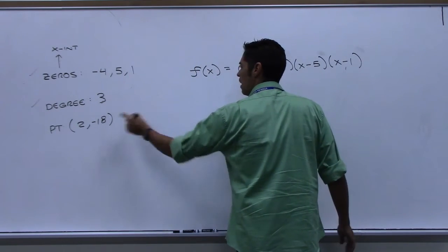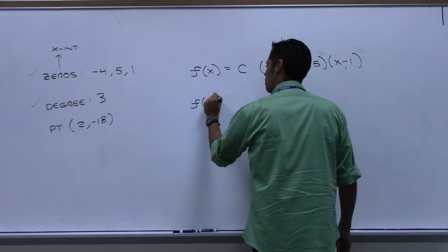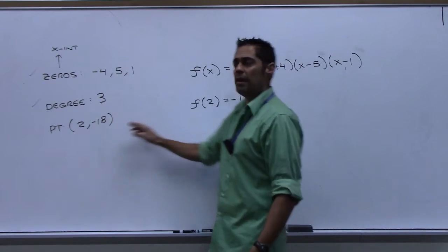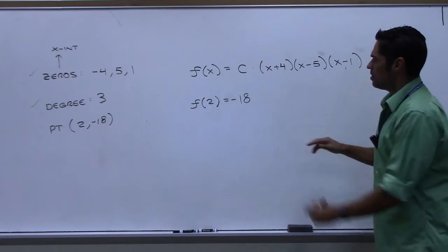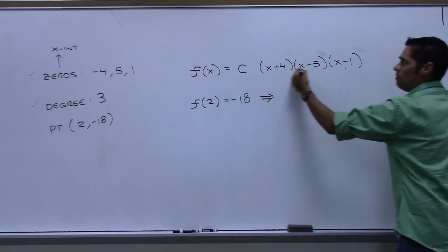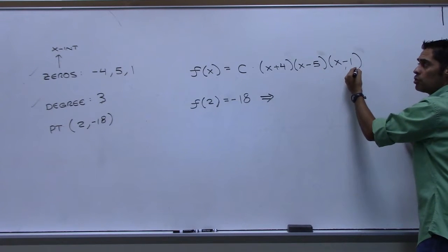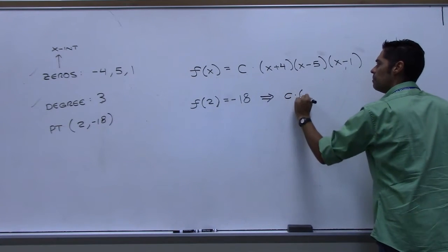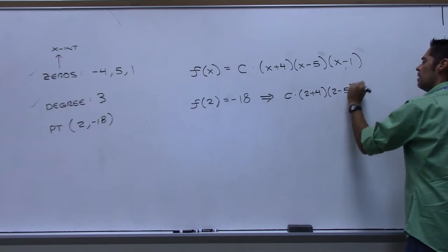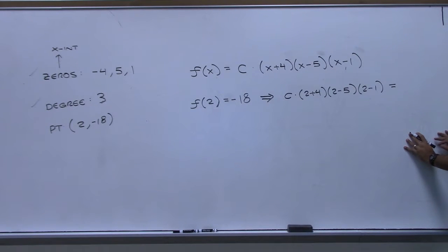So I'm using the point (2, -18). Doesn't that mean that f of 2 equals -18? Isn't that what this means? When I plug in 2, I get -18? So let's now write this down, right? Replacing every x with what? 2. So c times (2 plus 4) times (2 minus 5) times (2 minus 1). That must equal what? -18.